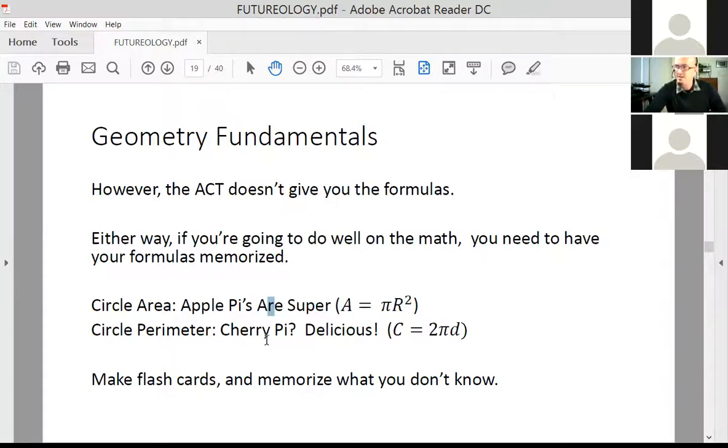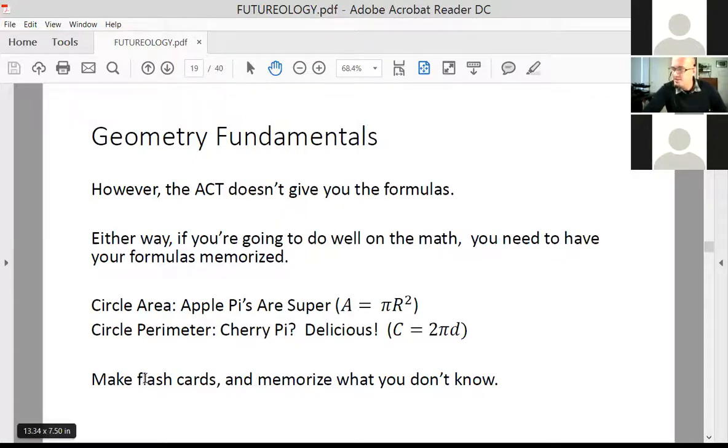And cherry pie is delicious. So circumference equals 2 pi diameter. I'm sorry, that's totally wrong. It's pi diameter. I'll update that for the released version. So C equals pi d. And yeah, clearly I went through these a little too quickly last night.